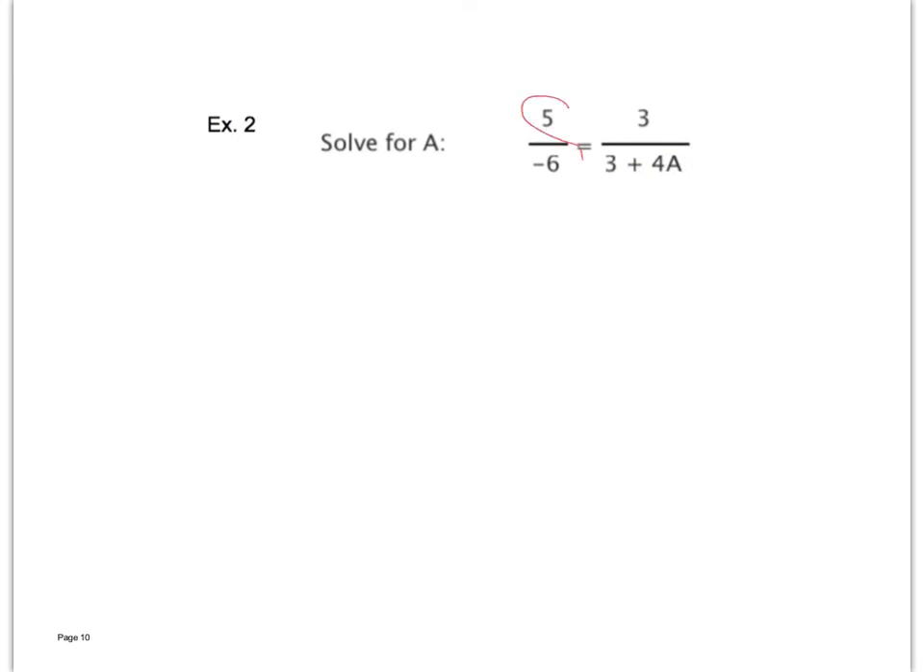Okay, so again, we're going to do the next one. We're going to cross multiply. We're going to multiply these two together: 5 times 3 plus 4a. Don't forget your equal sign. The other one that you multiply are these two.